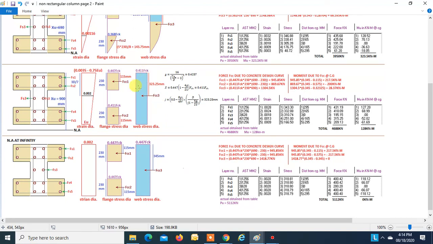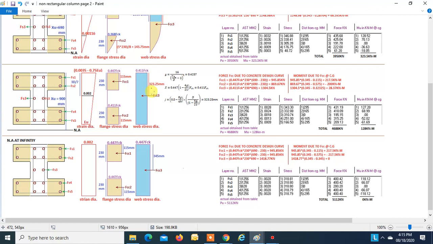Now we know that 3D by 7 is greater than 230. So for this top flange, the stress will be 0.447 FCK, and this is equal to 230. Now we will find the average stress for the web. You can find it by this formula. XU is 900, D is 690. You get G as 0.4275. Put the value of D, you get the stress as 0.411 FCK. This is how we get the stress.